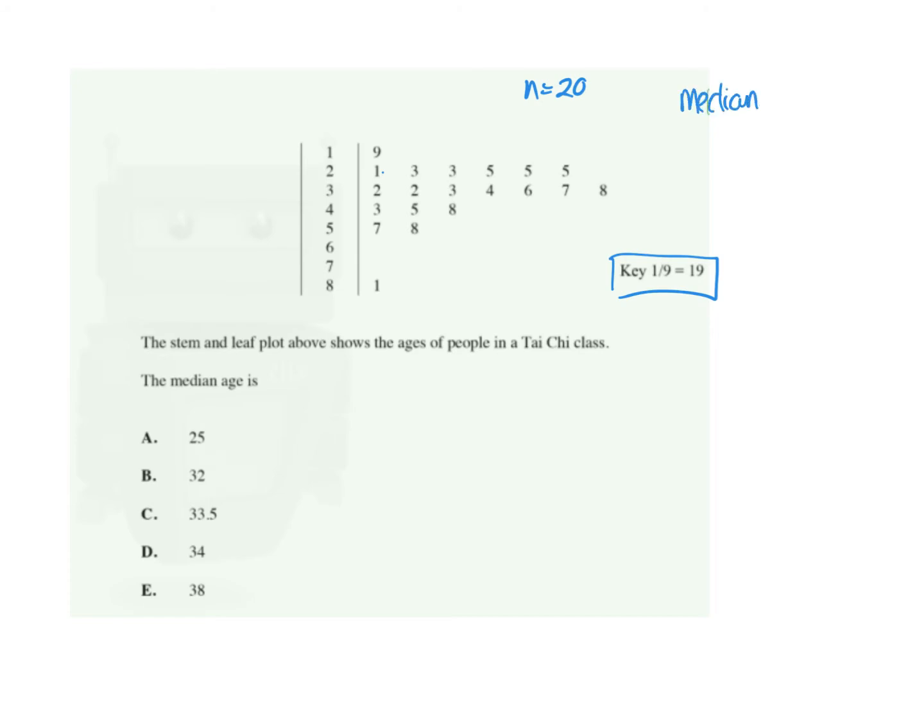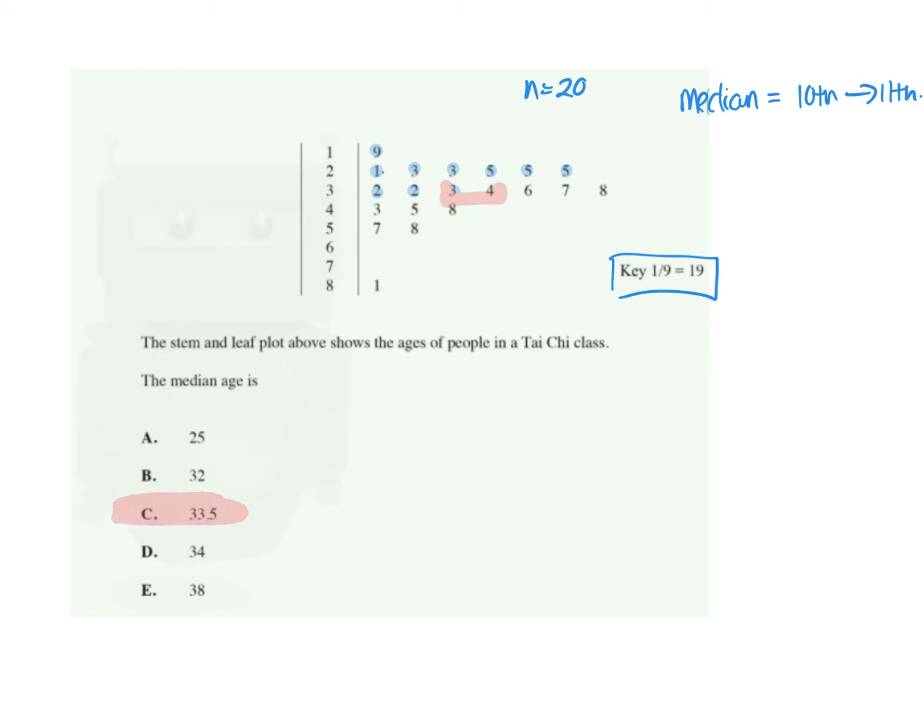It's going to occur between the 10th and the 11th. Would you agree? Yeah, N plus 1. So we'll go through that. So we go 1, 2, 3, 4, 5, 6, 7, 8, 9, 10, and 11. So it happens in between here, which is 33 and 34. So what's halfway between 33 and 34?